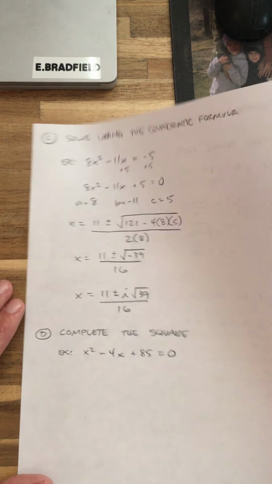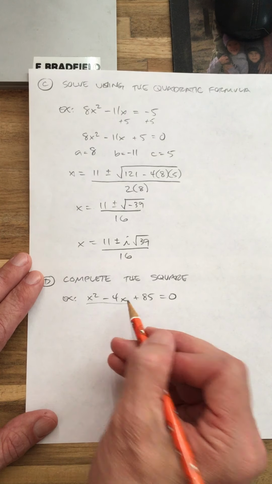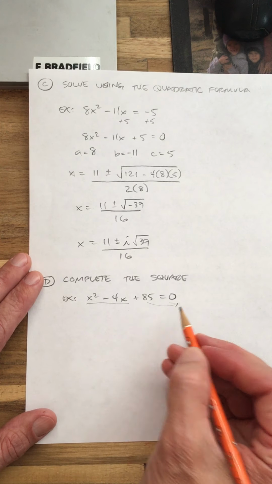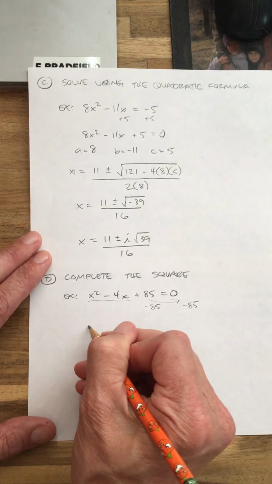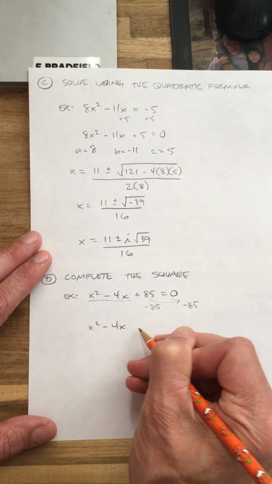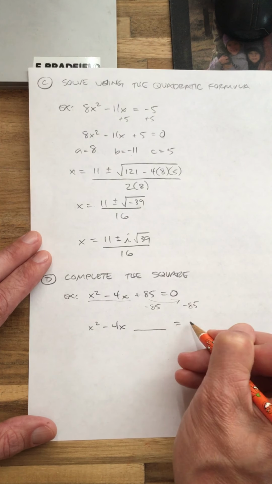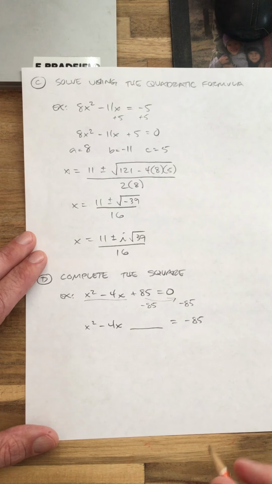Okay, so to complete the square, you just want these two terms, and you want to move this guy to the other side. So subtract 85, and we get x squared minus 4x. There's a little bit of space here, right? Equals negative 85.